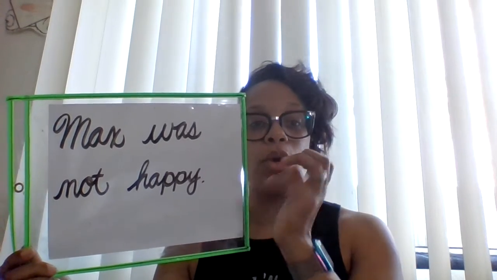So Max was not happy. We probably could see it on his face, but in that sentence, there was no action. There was no thing happening because he was unhappy.